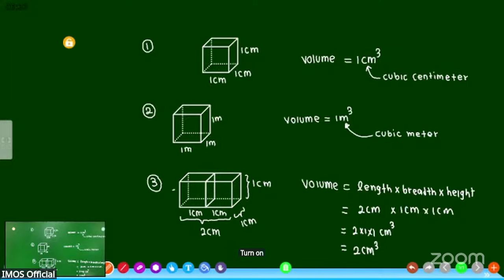Turn on the chat. Can you understand? Put yes in the chat if you can understand. So you have to understand that volume of a cuboid comes from the equation length into breadth into height. Answer is 2 cubic centimeter.